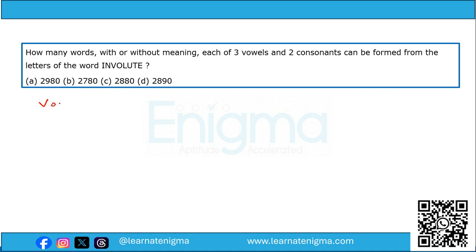Now, in involute, we have I, O, U, and E, that is four vowels. And consonants, we have N, V, L, T, that is again four.